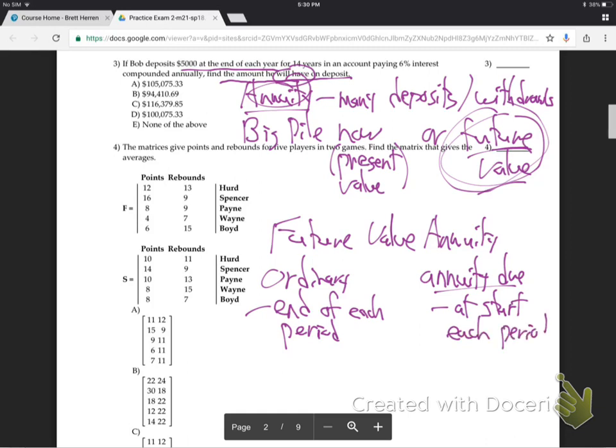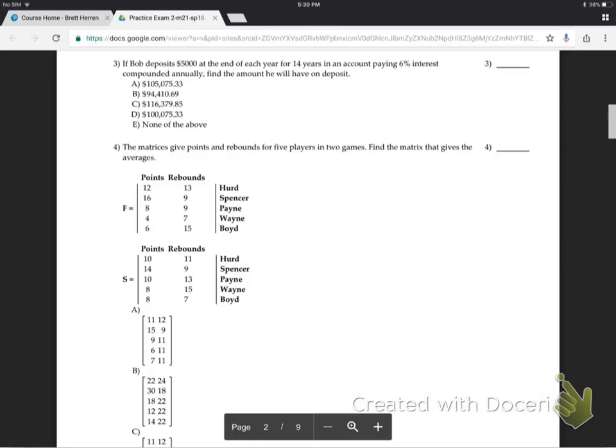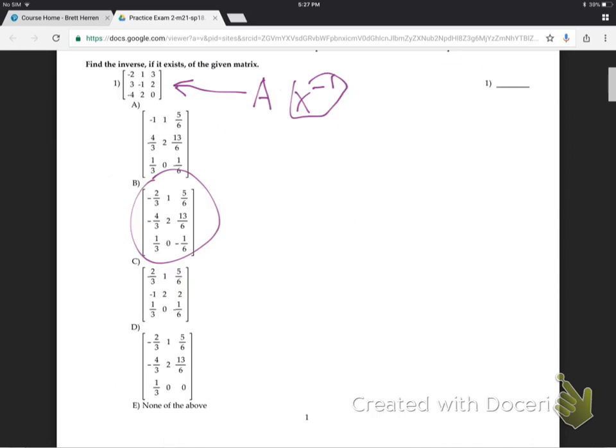So what is this one? End of each period or start of each period? It says at the end of each year. So this is ordinary. So future value, ordinary. All right, let me get a fresh screen for us. So it's an annuity, future value, ordinary. See how I came up with that formula? I mean, with figuring out which formula. Now let's go back and grab it.